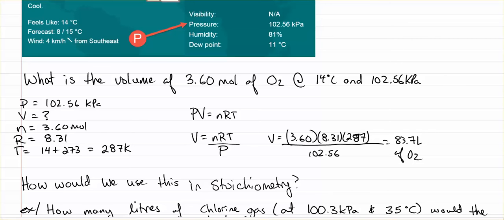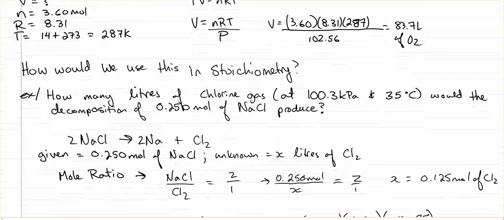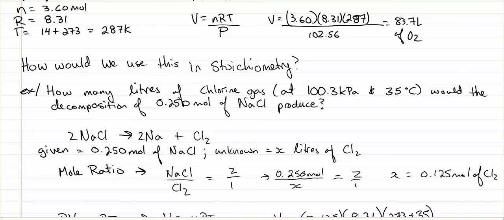So how do we use this in stoichiometry? A question would be like, how many liters of chlorine gas at 100.3 kilopascals and 35 degrees Celsius would the decomposition of 2.50 moles of sodium chloride produce? So first off the bat, what we're going to do is balance our equation. So that's our step one right here. Balance our equation. Number two, find our given and unknown. Our third step would be to calculate the mole ratio.